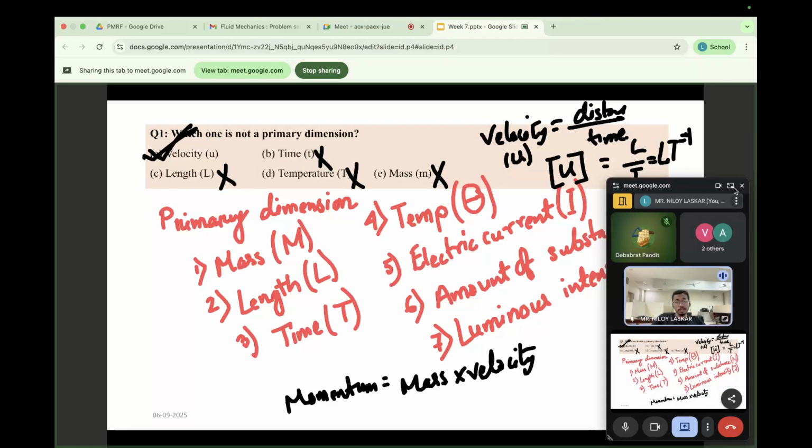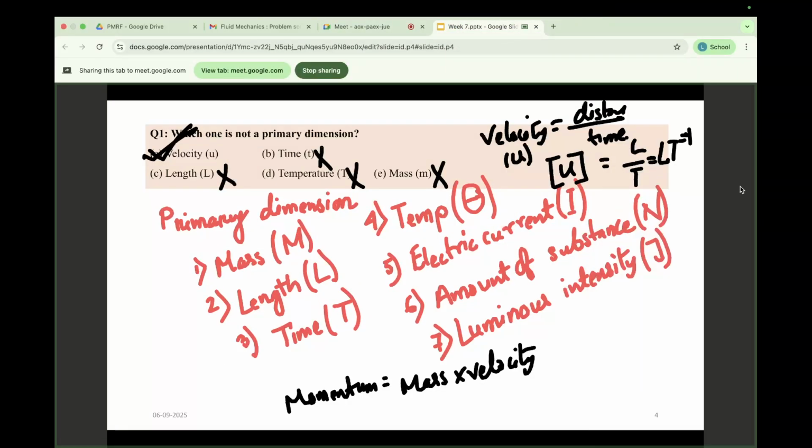So these are the seven primary dimensions, because they are required in the next slides. Once you go through this lecture, you will be able to solve this question using this fundamental. Mass, length and time, these three you will find most often in numerical questions, and the rest four are not that frequently used. Okay, so I am moving to the next question.